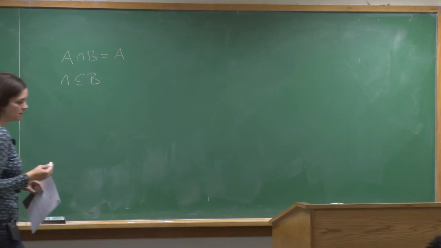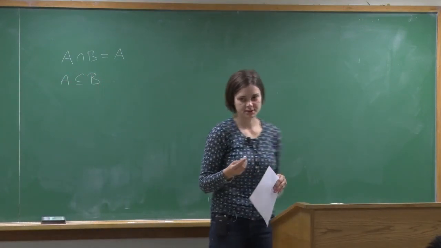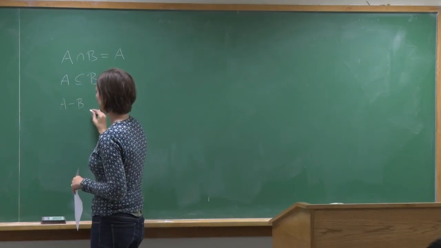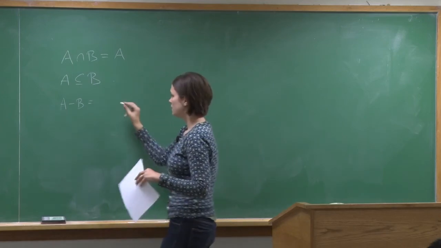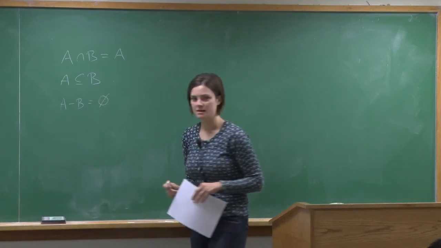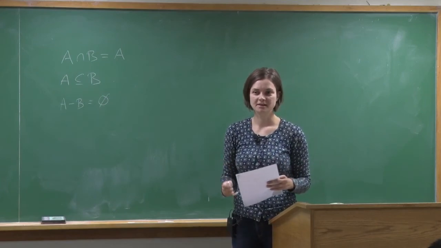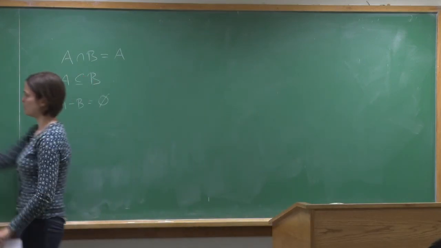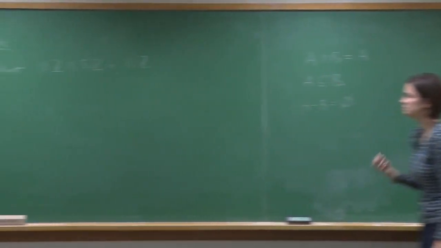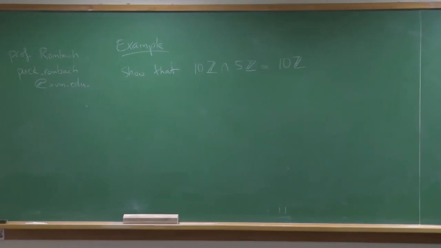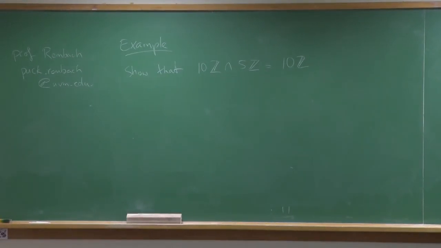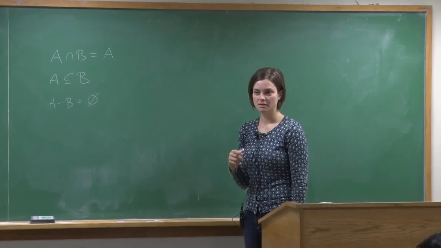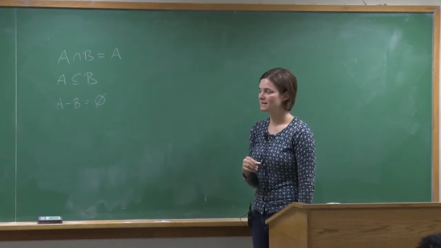Another way of saying that would be, for example, that if I take A minus B, I would get the empty set. These are all different ways of saying the same thing. So if we wanted to prove this, those are all the different approaches that we could take. And one more thing I should have said about the empty set is that the empty set is always a subset of any set.